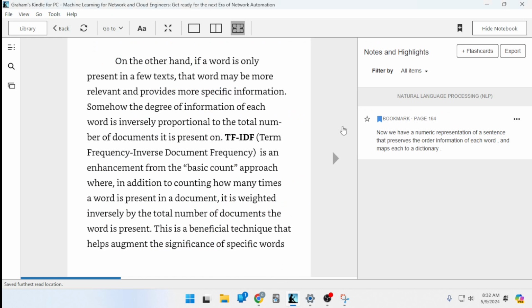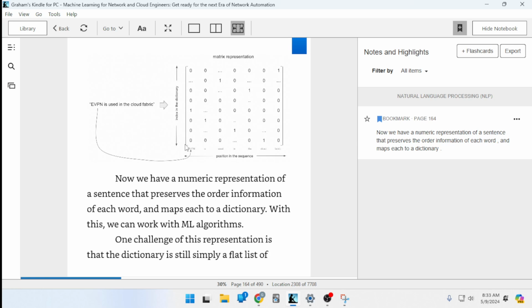So, on the other hand, if a word is only present in a few texts, the... Oh, you know what? Okay, so this is where I am.